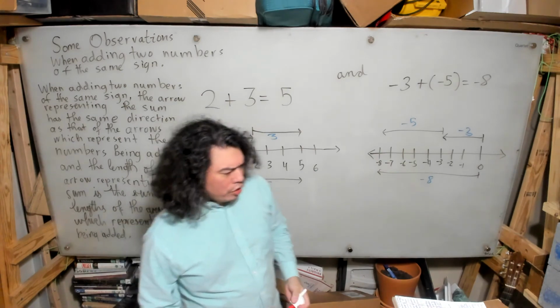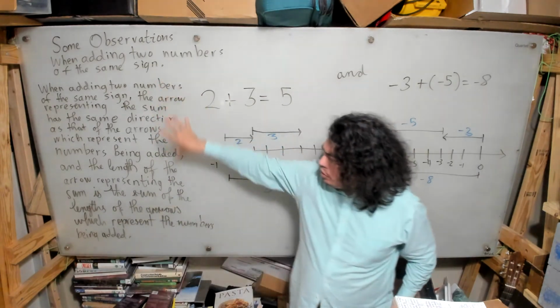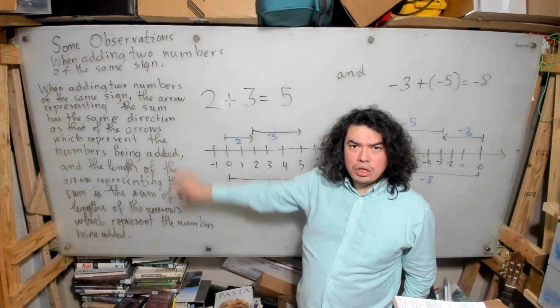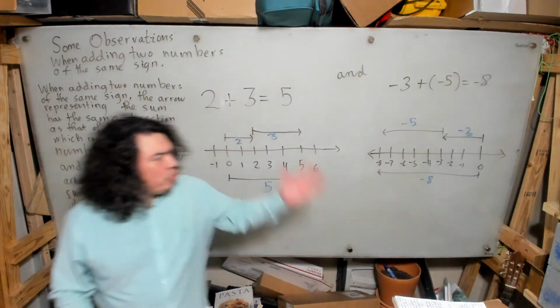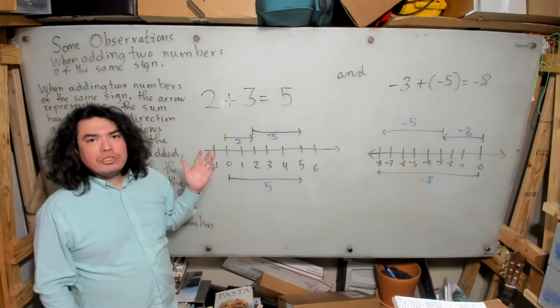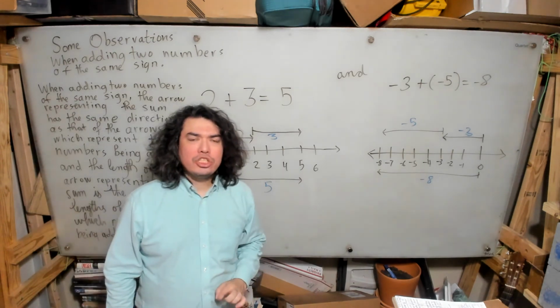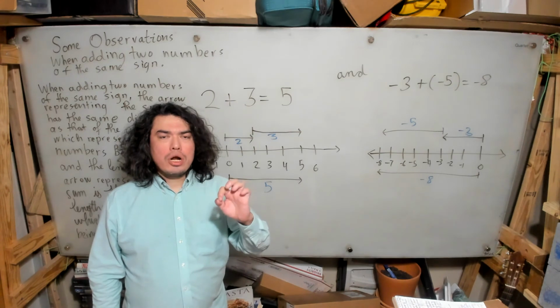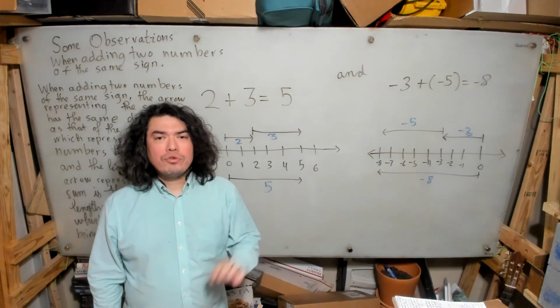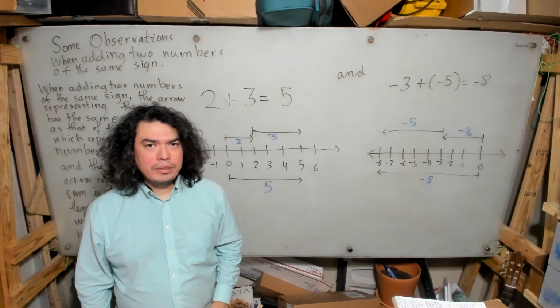Okay? So you can see that this verbal description captures exactly our observations for these two cases when we're adding two numbers with the same sign. Now we're going to make analogous observations for the sum of two numbers with opposite signs. Okay? So let's do that together.